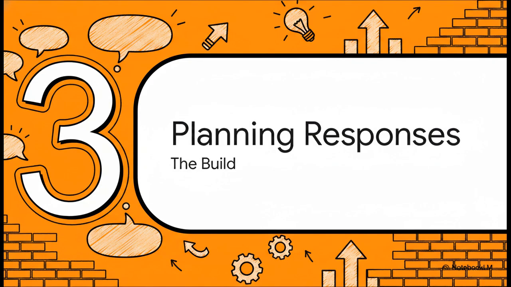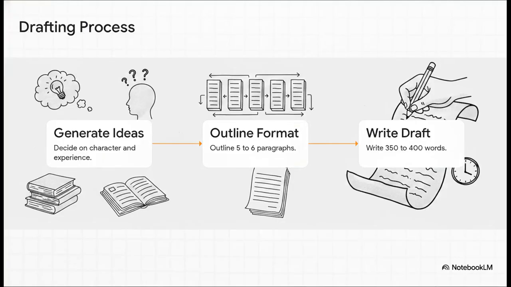All right, Section 3, planning and writing responses, the build. Here is your definitive drafting sequence. And please, keep your constraints in mind. With a super strict limit of, say, 350 to 400 words, a tight 5 to 6 paragraph structure is absolutely non-negotiable. Generate your ideas first. Outline those paragraphs so you know exactly how the piece starts, develops, and ends, and then get writing. Remember, don't waste a single syllable.